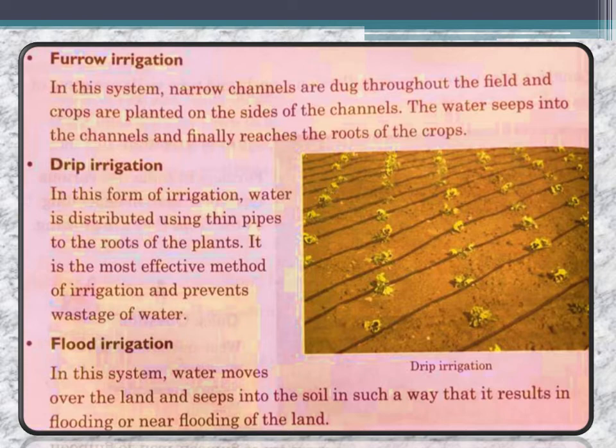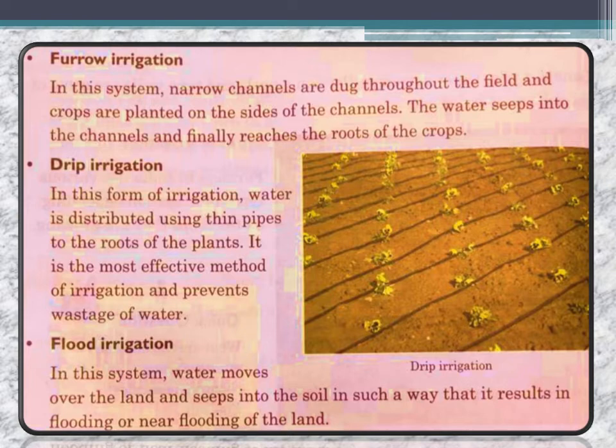The holes in the pipes are very small. Drip by drip it will go, and it will go directly to the root. So there is no wastage of water in this irrigation method, and this is the most effective method of irrigation. So the areas which have less water, in those areas the drip irrigation method is used.